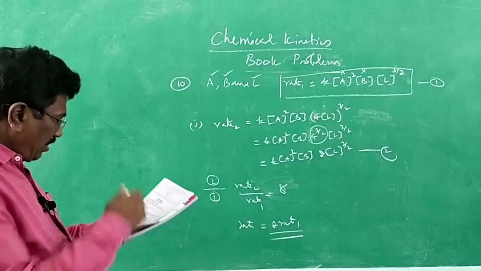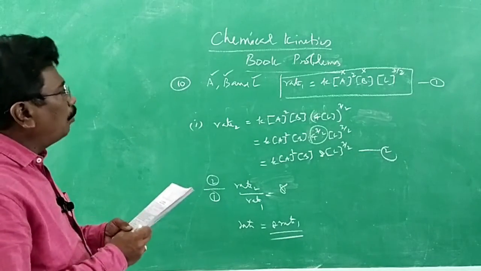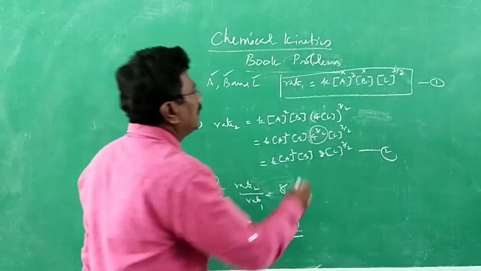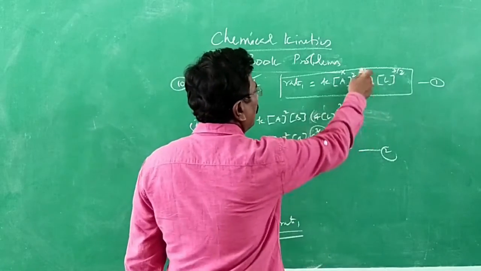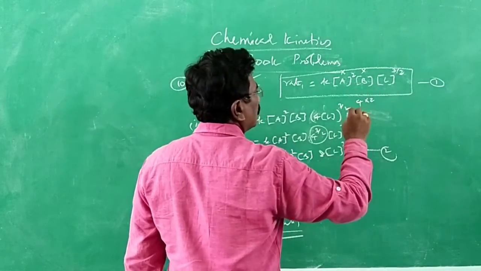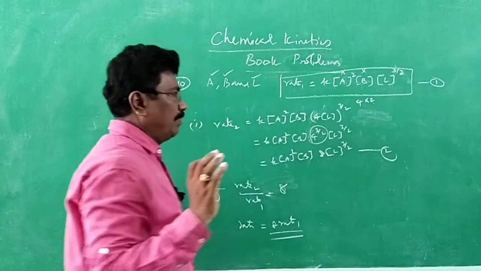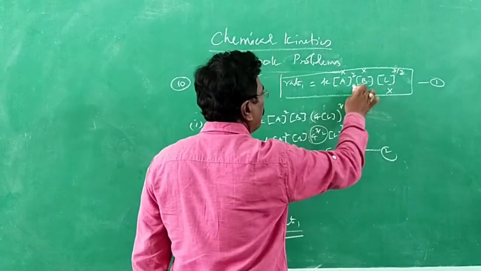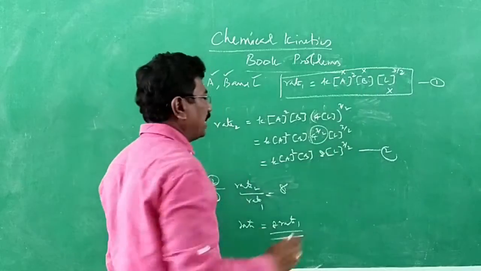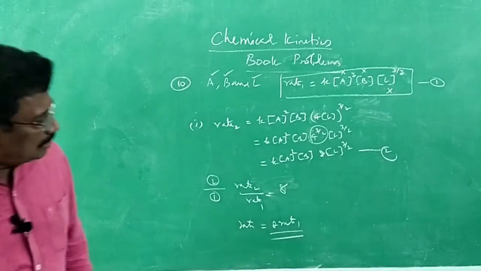Similar type: concentration of both A and B are doubled. If A is doubled, what will happen? 2 power 2, 4 times. B is doubled 2 times. So 2 into 4, 8 times again. Without disturbing the concentration of L, if concentration of A and B are doubled, the rate increases by 8 times. How? Again we can do the same thing.